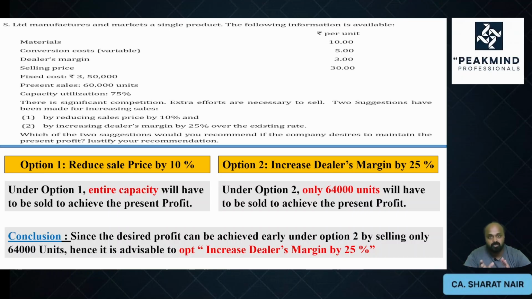It's not enough just to find out the answer under the 2 options. We have to make suitable remarks also. So with this, we come to an end to the illustration.